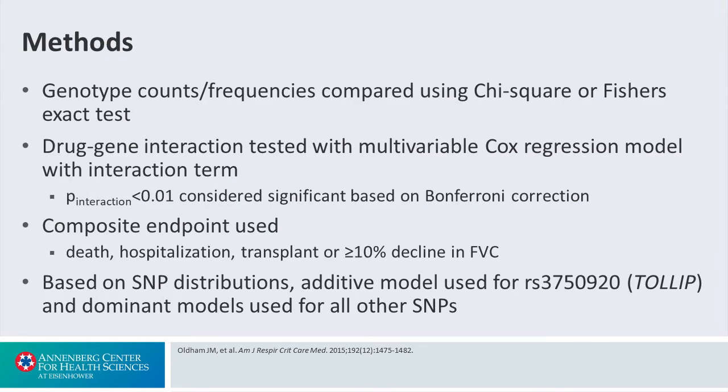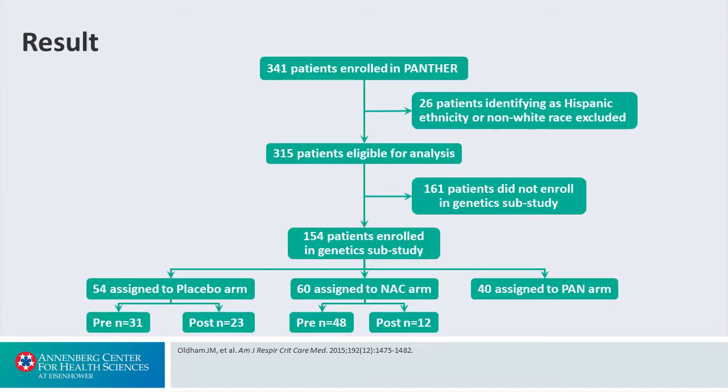And we conducted genotype counts and frequencies using a chi-squared or Fisher's exact test to look at the drug-gene interaction in a multivariable Cox regression model, applying a Bonferroni correction. To get enough events, we used a composite endpoint of death, hospitalization, and transplant or decline in FVC. And then we used an additive model for the TOLLIP polymorphisms, and a dominant model was used for all other SNPs.